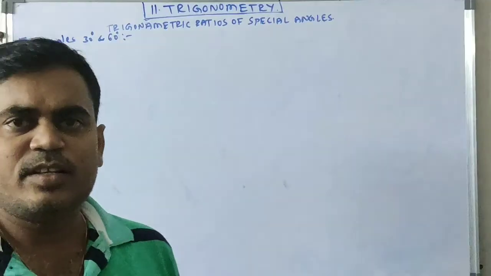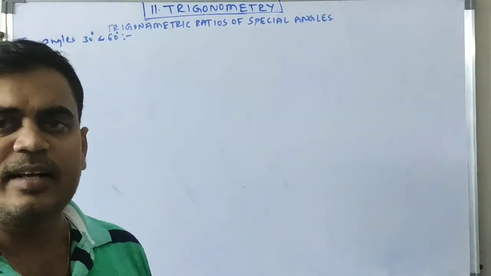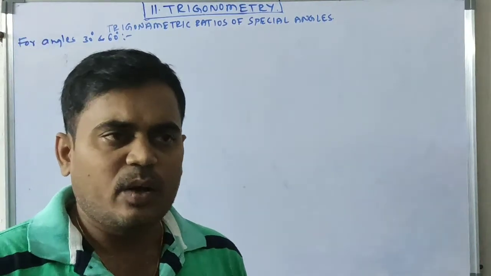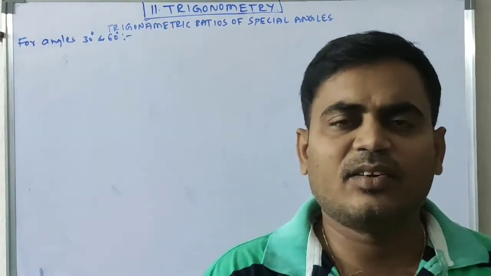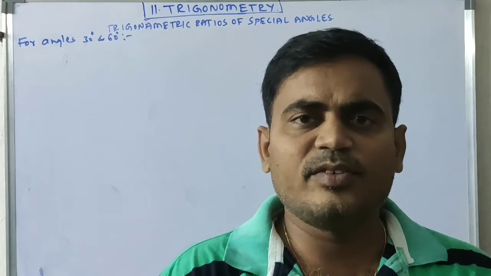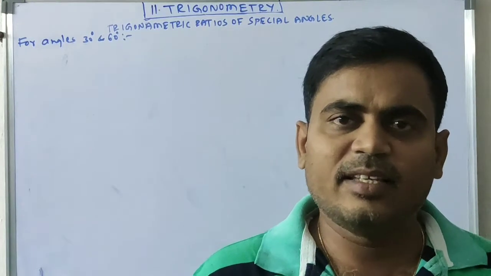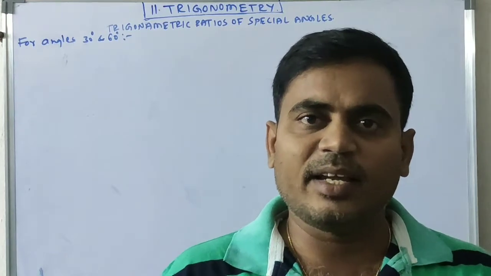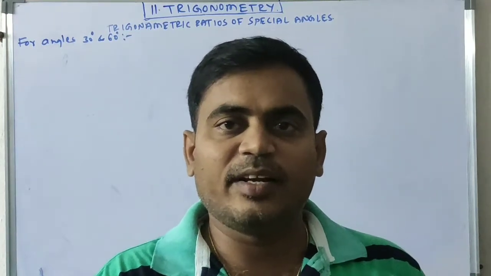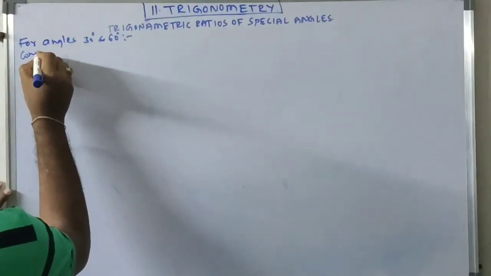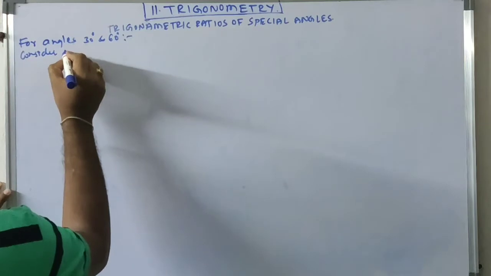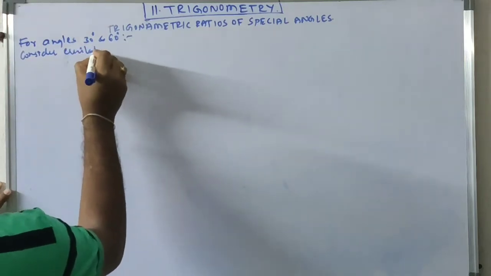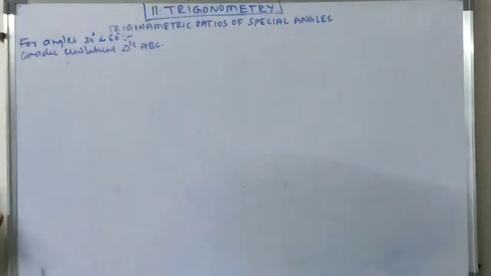So these are the trigonometric ratios for angle 45 degrees. Now, the trigonometric ratios for angles 30 degrees and 60 degrees. To find them, instead of a right angle triangle, first I want to take an equilateral triangle. So consider equilateral triangle ABC.